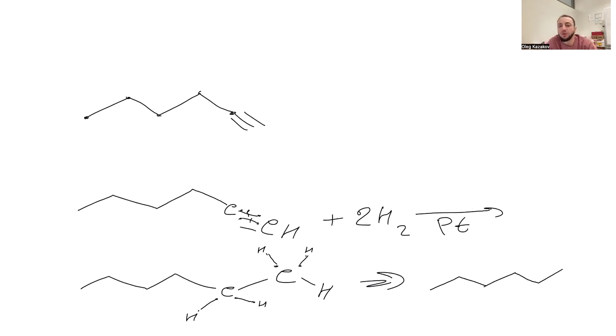That's it. So 1, 2, 3, 4, 5, 6. So now you made nothing more than hexane, an alkane, right? You went from alkyne to alkane. So yeah, those are things to keep in mind.